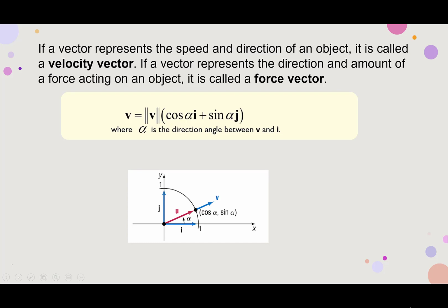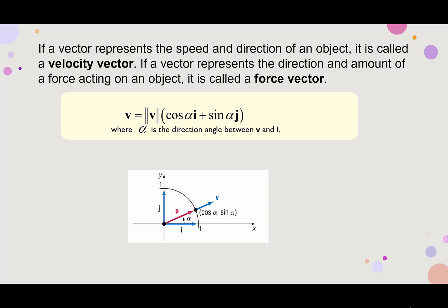All right, so here's the video to finish out our discussion on vectors from 9.4. If a vector represents the speed and direction of an object, we call it a velocity vector. If a vector represents the direction and amount of force acting on an object, it is called a force vector. So you really want to look at the words. This will be particularly important for word problems, of course, to decide, do I have a velocity vector or a force vector?